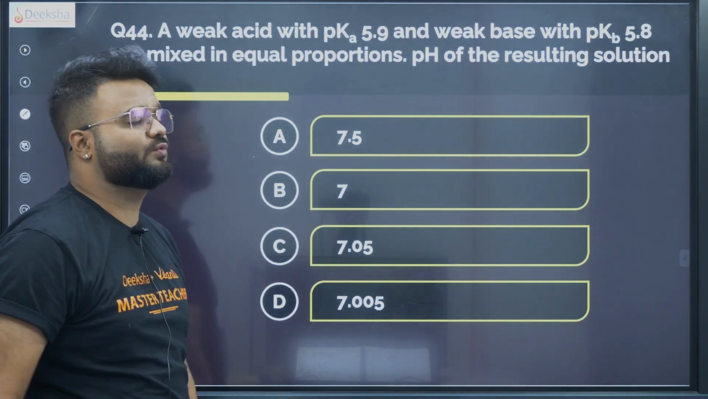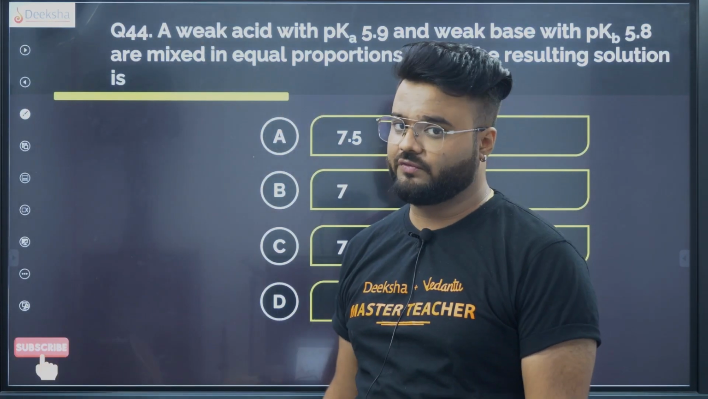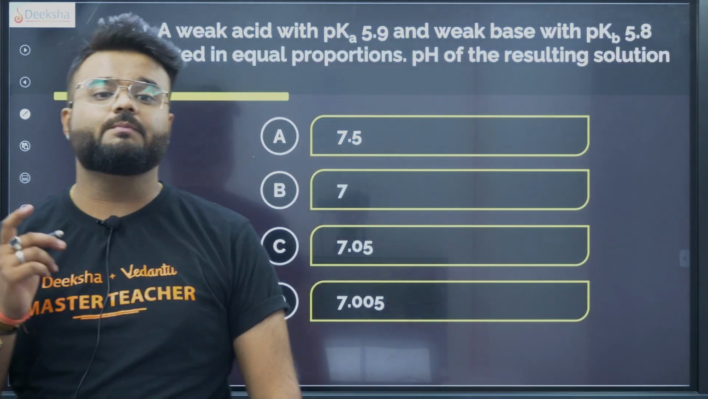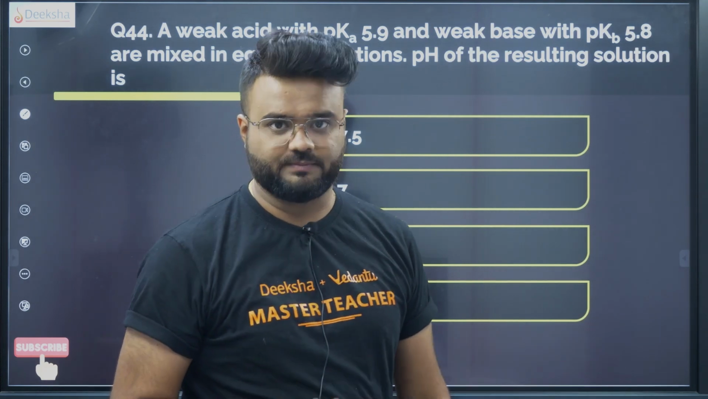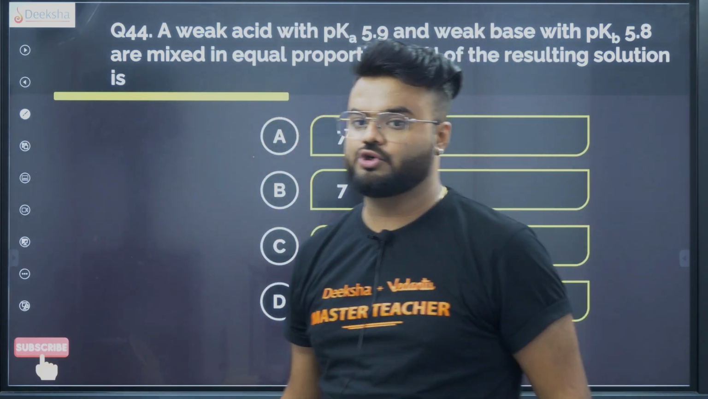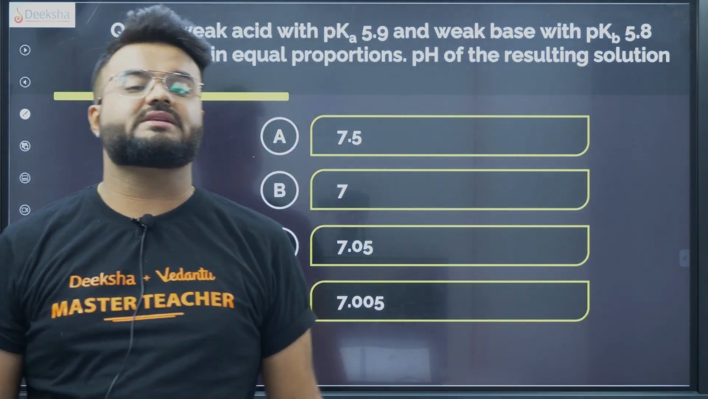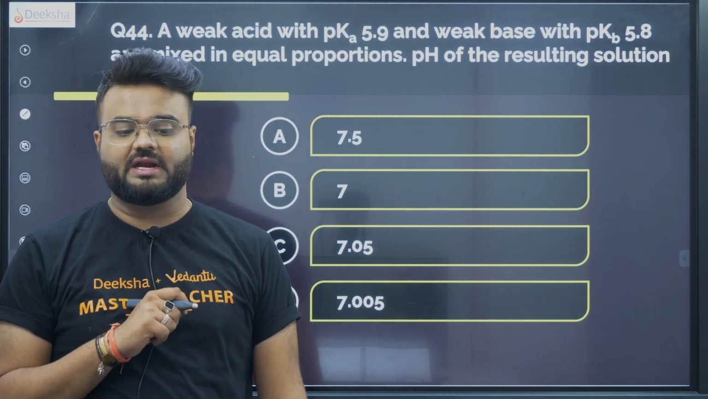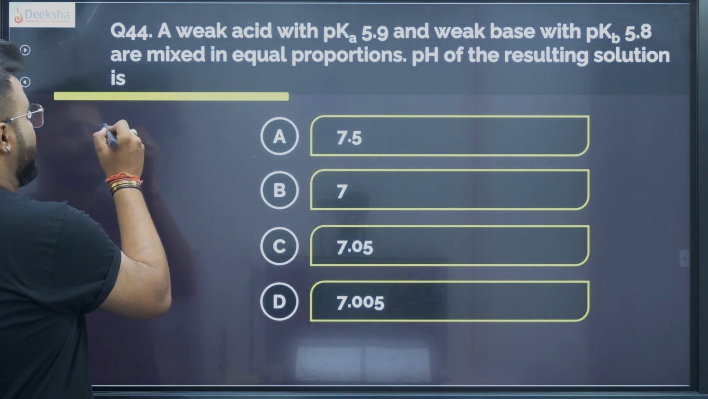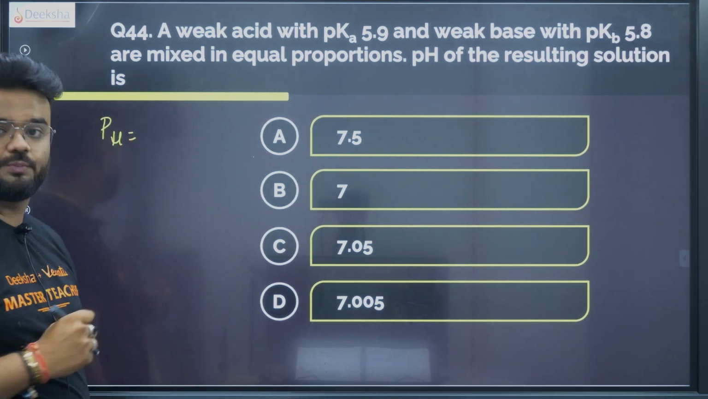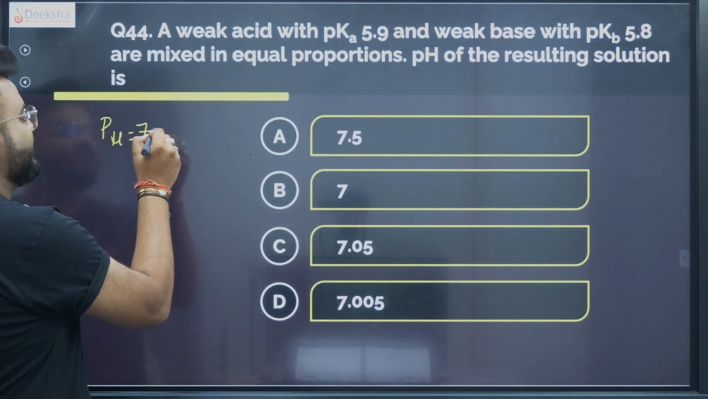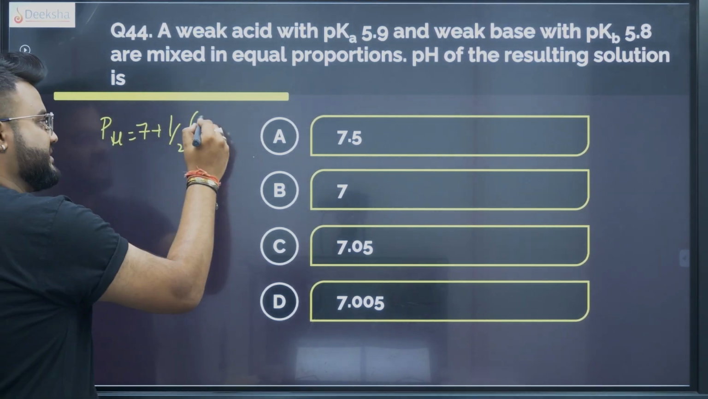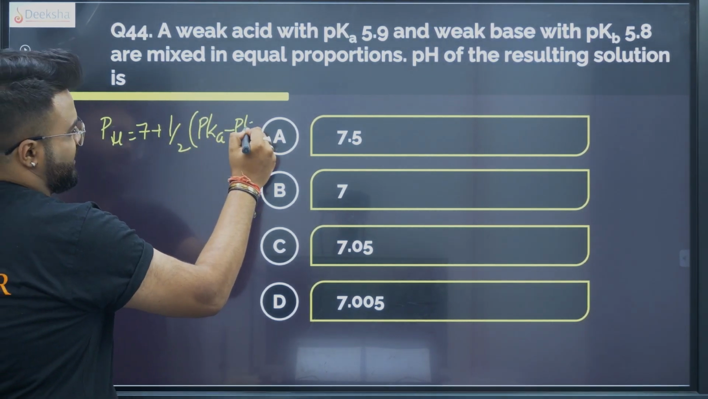The pKa of a weak acid is 5.9 and the pKb of a weak base is 5.8, and they are mixed in equal proportion. What is the pH of the resulting solution? There is a very good direct formula we can apply: pH is equal to 7 plus half into pKa minus pKb.